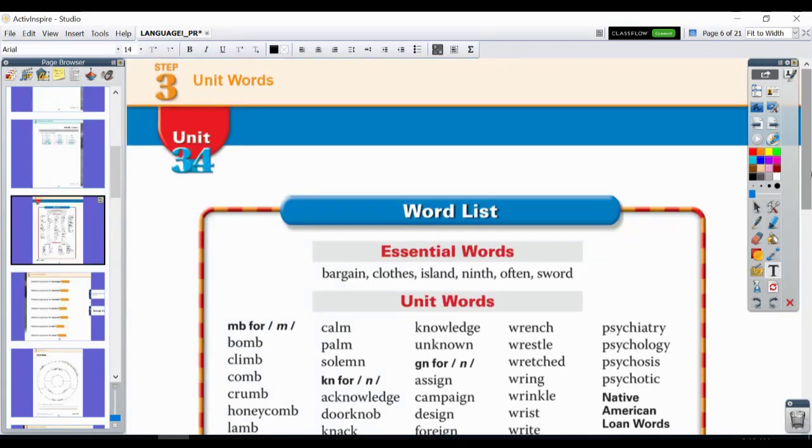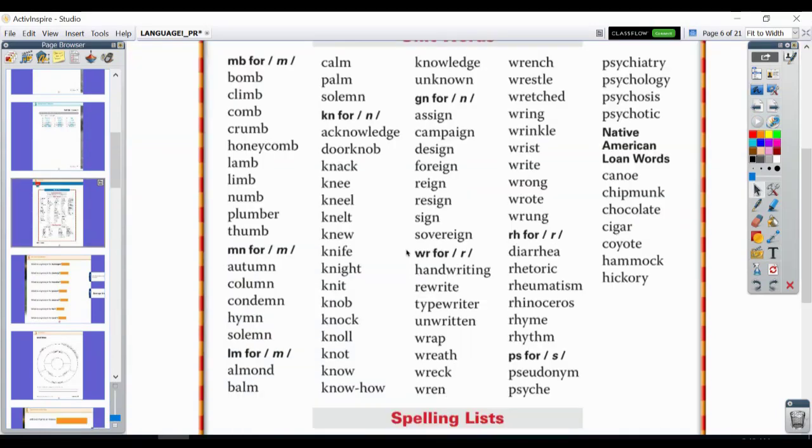Okay, let's move on. These are the unit words for Unit 34. We're going to look at synonyms. Remember, synonyms are words that have the same or similar meanings. Let's look for a synonym for bandage. It's a WR sound spelling pattern. Which one here is a synonym, which means the same, for bandage? If you said wrap, that's correct.